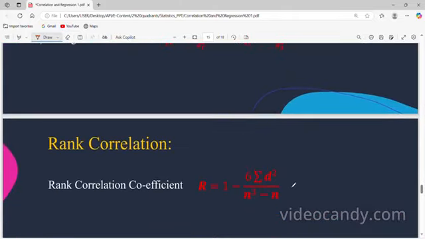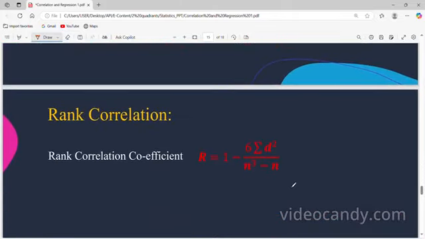Now the rank correlation. The product moment correlation coefficient rho xy between two variables x and y can only be calculated when the values of these two variables are known.